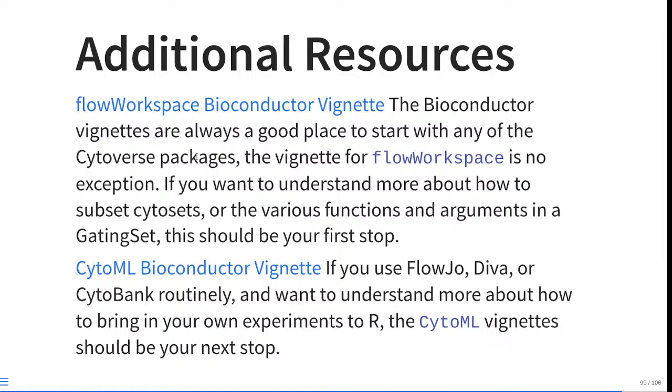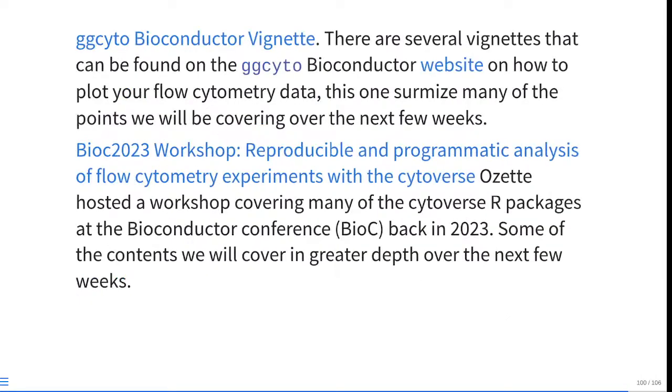If you are one of those people using FlowJo, Diva, or Cytobank routinely, the CytoML vignettes are good to be able to figure out how to customize it for your particular FCS files, for your particular use case. ggCyto has a lot of vignettes to be able to do a lot of specific customized style plots. So I refer you to the website if you want to figure out how to do that. It's stuff we'll be covering over the course of the next couple of weeks as well.